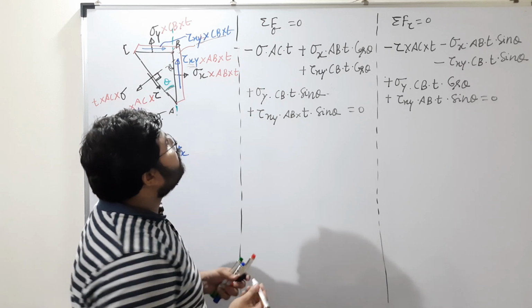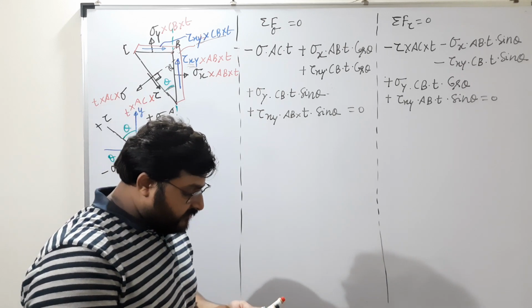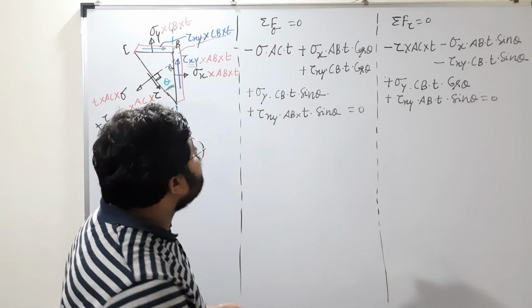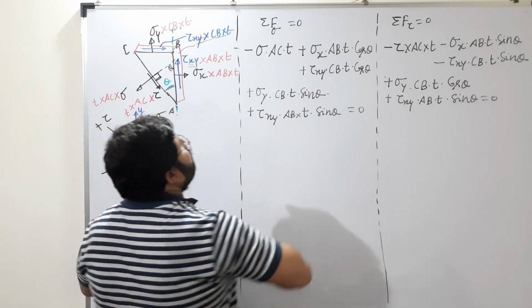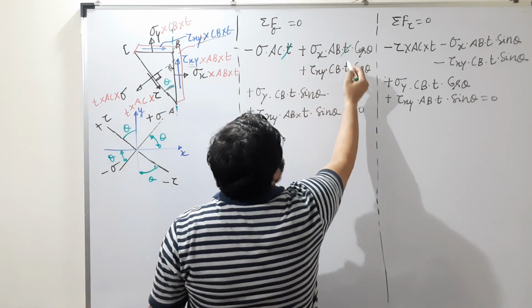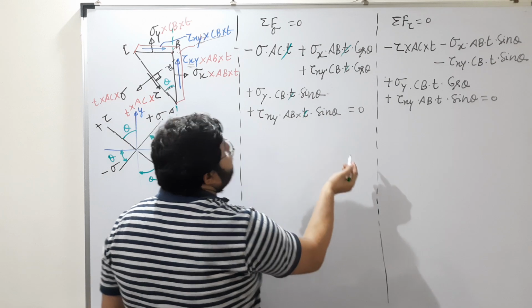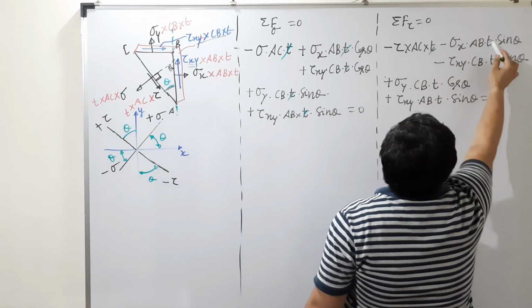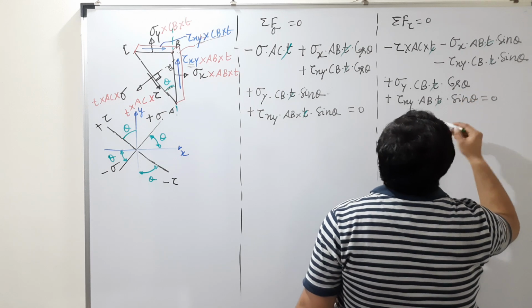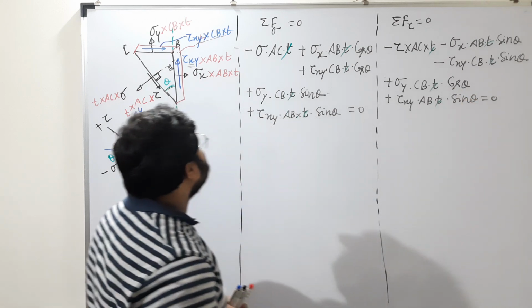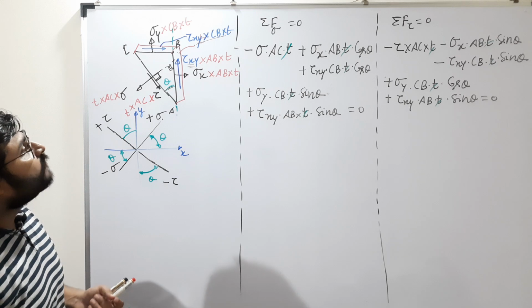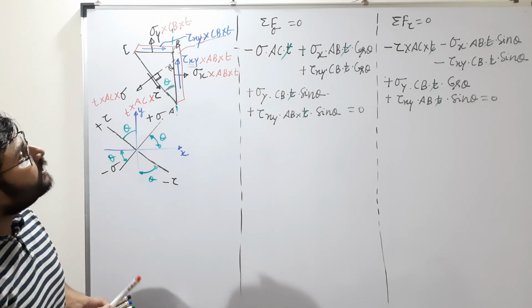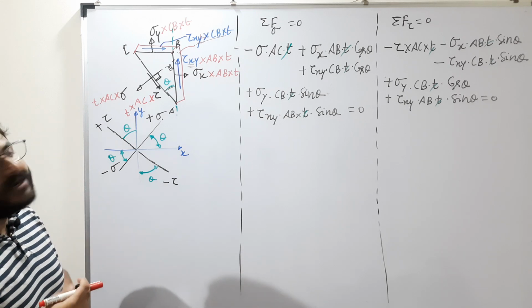Now we need to simplify this, right? So the very first thing we can do is to cancel out the t value, because t is everywhere. In this also t, everywhere we have the t value, right? Now what we can do here is divide by AC. The total equation we can divide by AC.